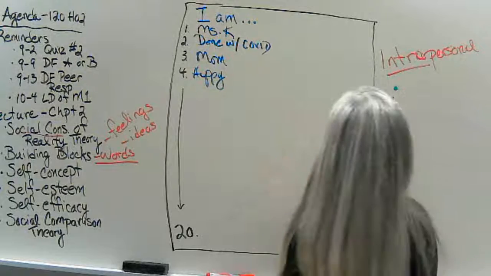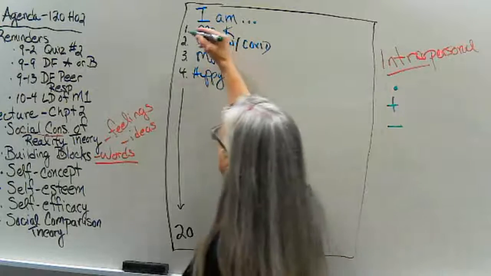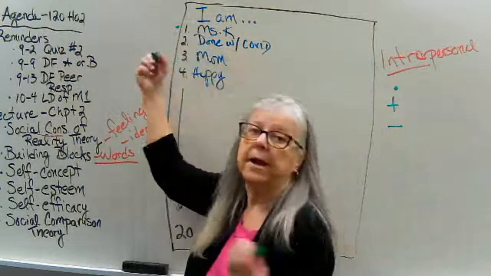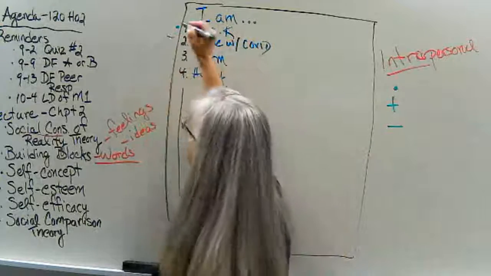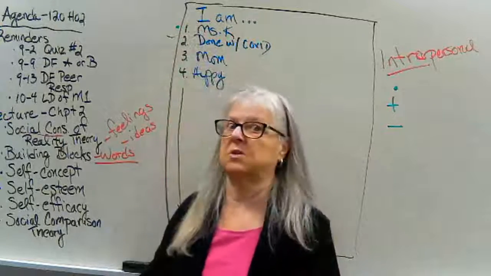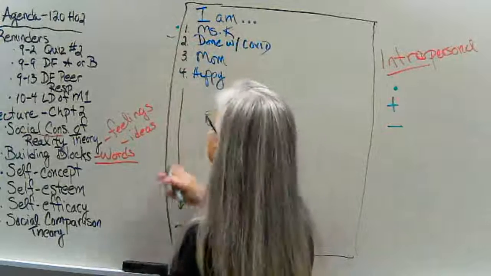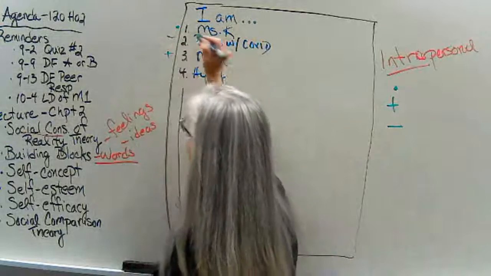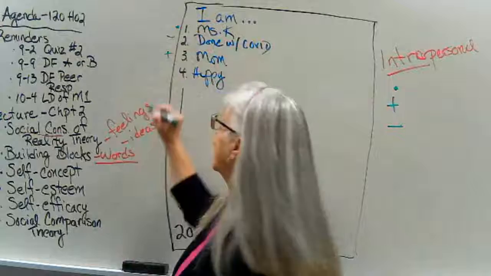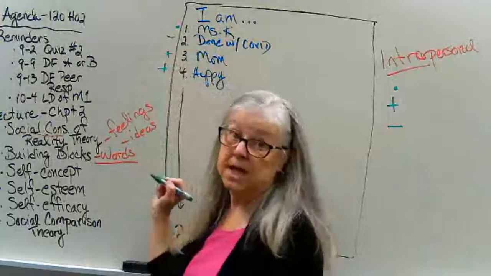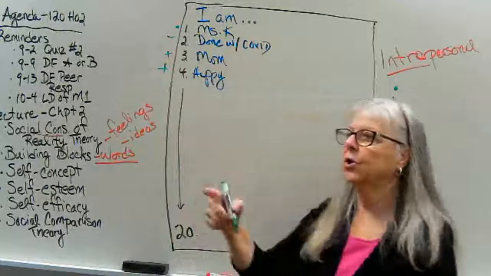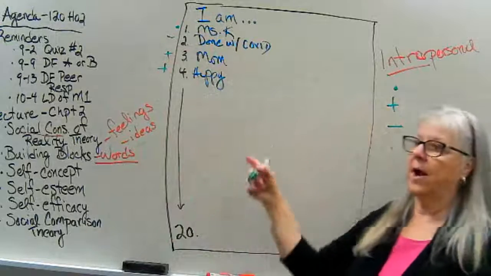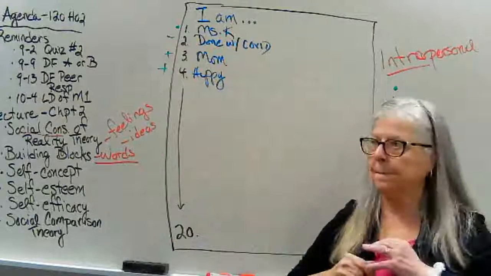So let me give you an example. I am Miss K. I am what I am. I'm done with COVID. Oh, that is such a negative. I am so done with this COVID. All right. I am a mom, that always makes me feel pretty good, and I am happy today, right now, and all down the line. So you're going to do that for every one of your items. So everybody do that right now.